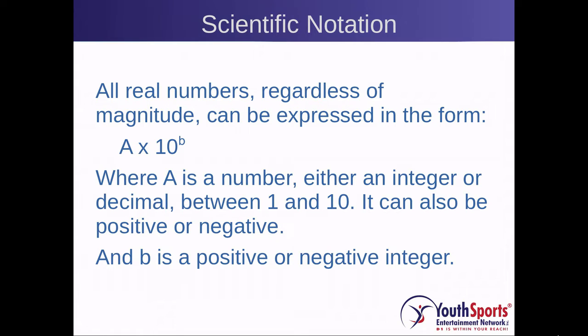All real numbers, no matter how small or big in magnitude, can be written in this form: a times 10 to the b. A is a number. It can be an integer or a decimal between 1 and 10. It can also be positive or negative. And b is an exponent, which is a positive or negative integer.